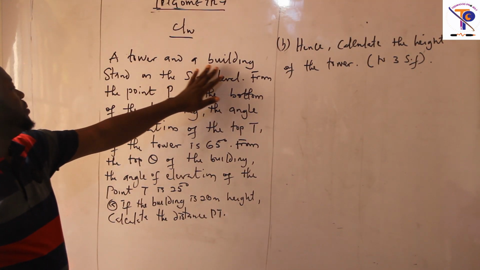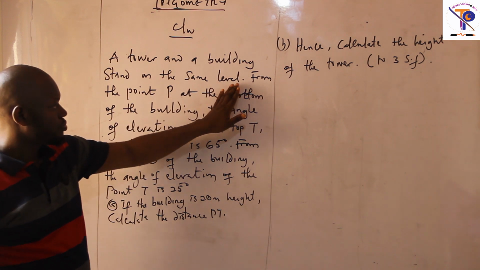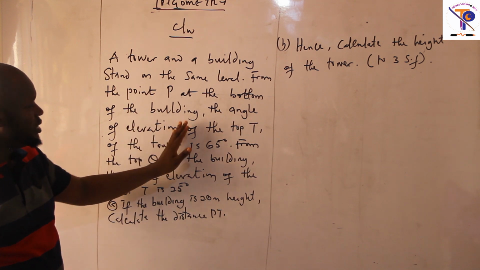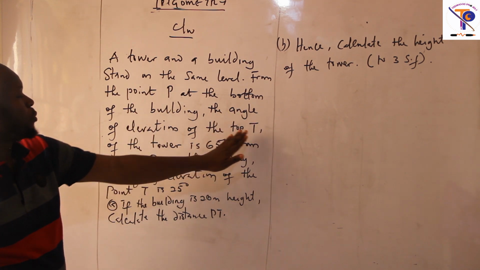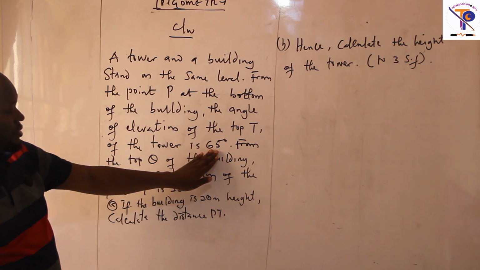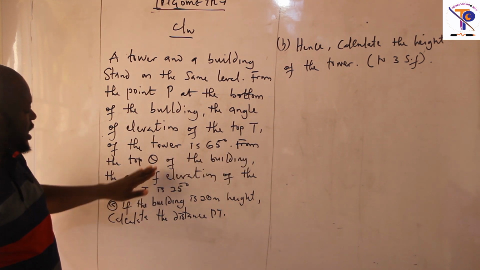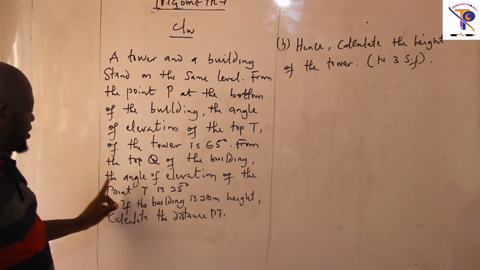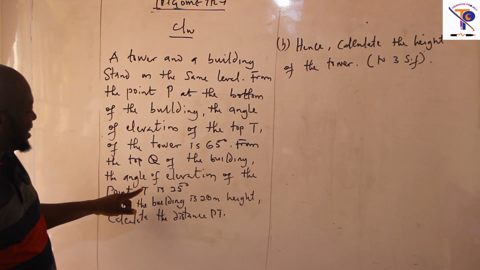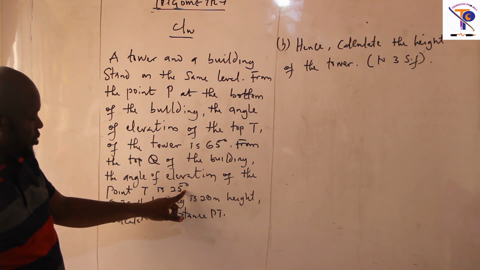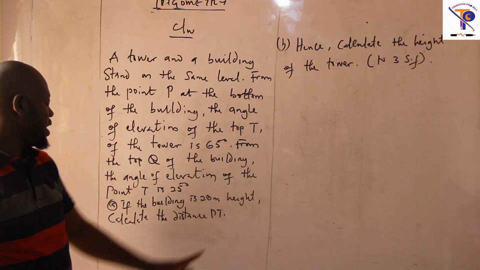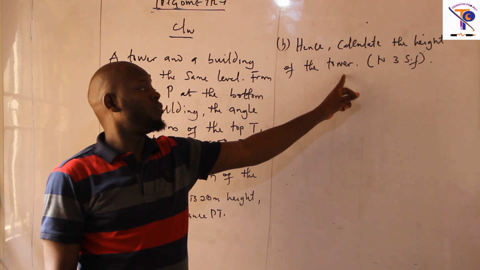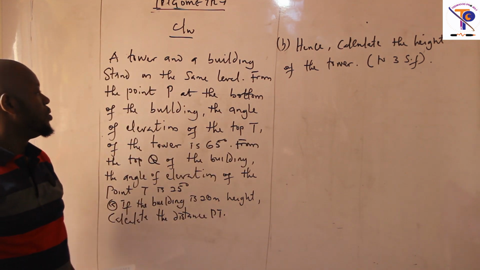A tower and a building stand on the same level. From the point P at the bottom of the building, the angle of elevation of the top T of the tower is 65 degrees. From the top Q of the building, the angle of elevation of the point T is 25 degrees. If the building is 20 meters high, calculate the distance PT. Hence, calculate the height of the tower to 3 significant figures.